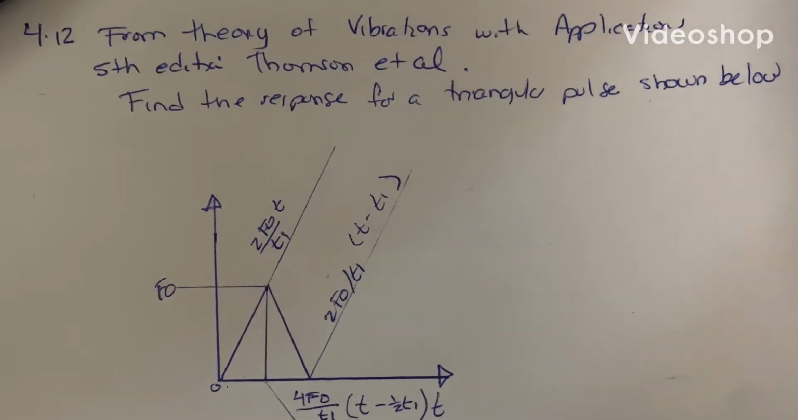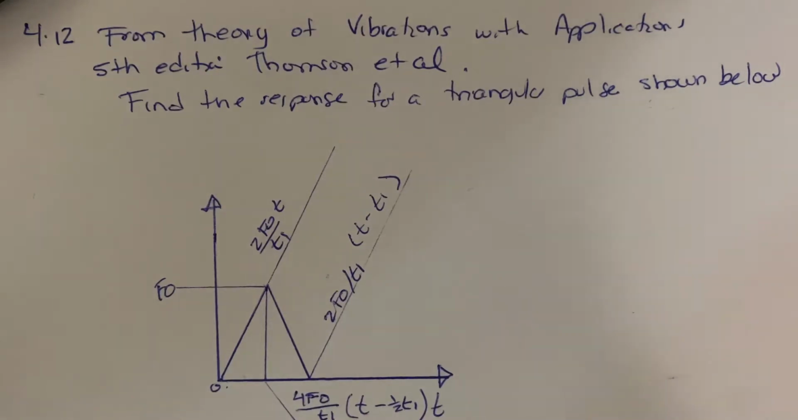In this problem 4.12 from the book Theory of Vibrations with Applications, 5th edition, from Thompson, we are asked to find the response for a triangular pulse as shown below. We can work this problem by using the superposition principle, which applies for a linear system.